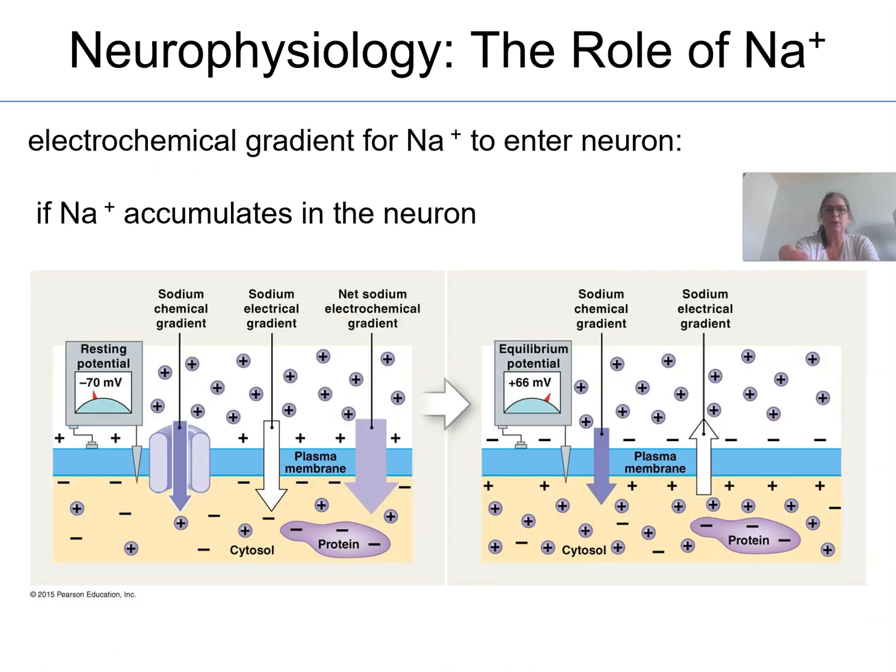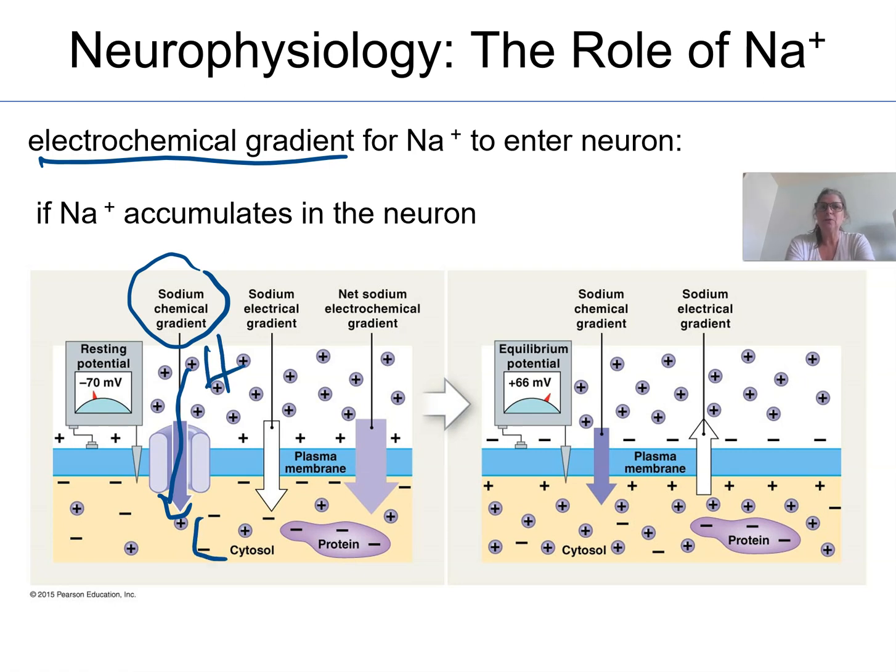Let's look at sodium. Sodium has an electrochemical gradient. What that means is it has a chemical gradient, right? High concentration to low, more sodium outside of the cell, less inside. But it also has an electrical gradient because remember, the inside of that cell is negative. One of the things keeping it negative is that there are a lot of negatively charged proteins inside the cell. That's important because when the potassium leaves, all those negative proteins are too big and they're not going to leave. So sodium really wants to get inside the cell.